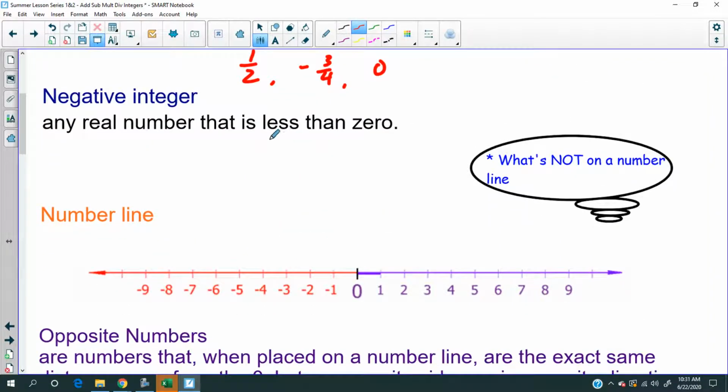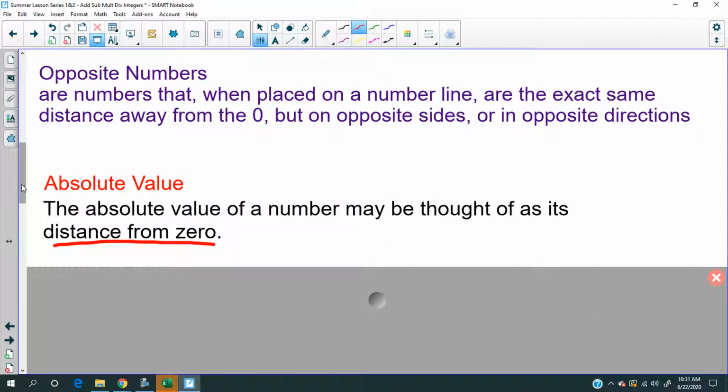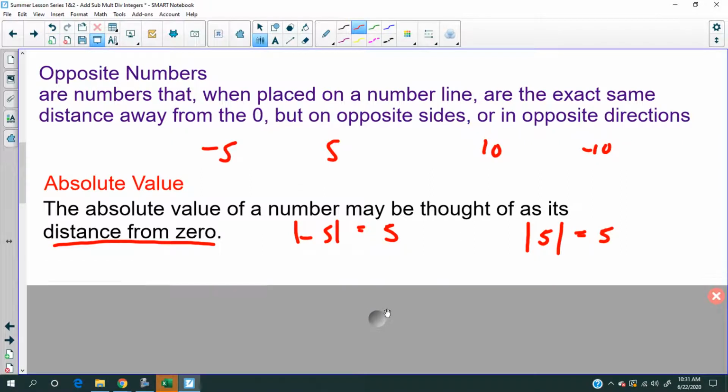Negative integers are any number that's less than 0. We went over this in class this year, so that's all I've got to say about that. Opposite numbers, we talked about that. The opposite of 5 is negative 5. What's the opposite of 10? Negative 10. Absolute value, we talked about absolute value. Absolute value is how far a number is away from 0. So if we have the absolute value of negative 5, how far is negative 5 away from 0? The distance is 5. Now, what's the absolute value of positive 5? 5.